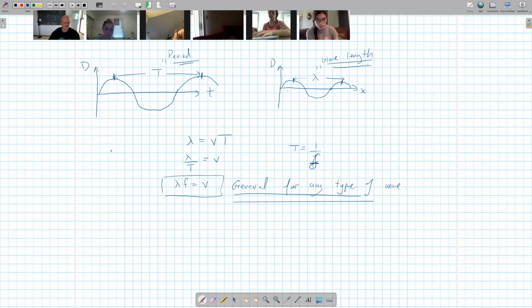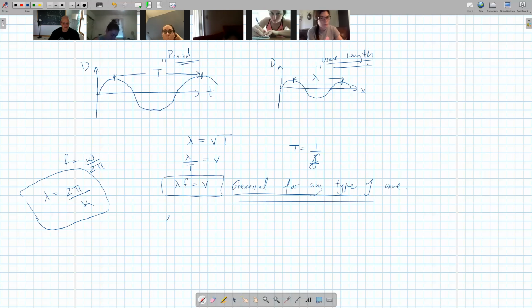Okay? Now, what we also know is that the frequency is related to the angular frequency by 2 pi. And it turns out that the wavelength is related to the wave number by 2 pi. So the wavelength is equal to 2 pi divided by the wave number. If I use those in here, I can rewrite this as 2 pi divided by the wavelength times the angular frequency divided by 2 pi is also equal to the velocity. But my 2 pi's are going to cancel. So this says that the velocity is equal to the angular frequency divided by the wave number.